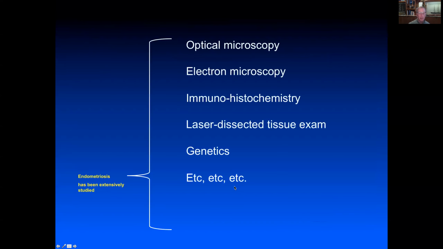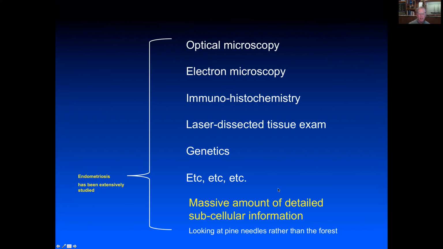Endometriosis has been studied extensively, tens of thousands of articles over the decades, with a massive amount of detailed subcellular information, but this has been looking at pine needles rather than at the forest. Endometriosis does not exist alone. For example, endosalpingiosis is a close cousin which can sometimes cause pelvic pain, so they're somehow related. But wait, if we're going to talk about epithelial processes, endocervicosis, which is very rare, must be related somehow. And then what about adenomyosis and fibroids? They certainly have a muscular component, but adenomyosis also has a relationship to endometriosis and endometriosis to fibroids.